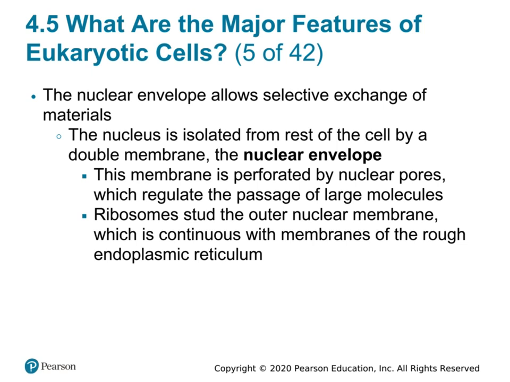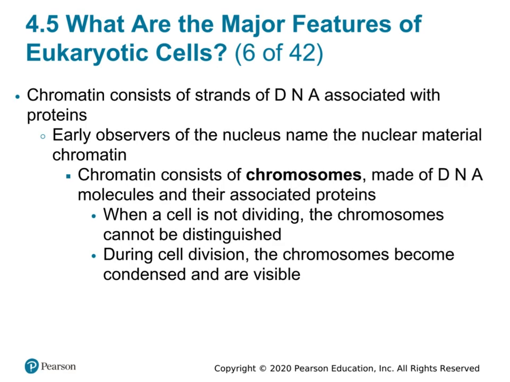And the nuclear envelope actually allows, with its pores, selective exchange of materials. That nuclear envelope, while it's double layered, the pores are perforations, and they're going to regulate passage of large molecules. They're going to help ribosomal RNA get out into the cytosol and help form ribosomes. Ribosomes can actually be found throughout eukaryotic cells. They stud the outer nuclear membrane, they're found in the rough endoplasmic reticulum, some are free. And that chromatin that's inside of the nucleus is not unimportant, it's the DNA.